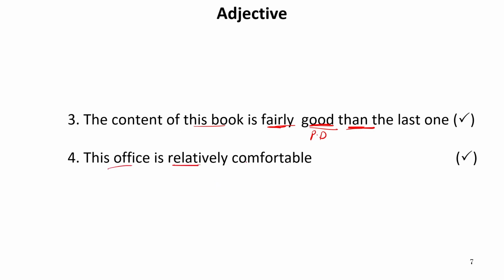This office is relatively comfortable. So relatively comfortable. Comfortable is again a positive degree of adjective before which we have used the word relatively. So the sentence is absolutely correct. Now let us move further.